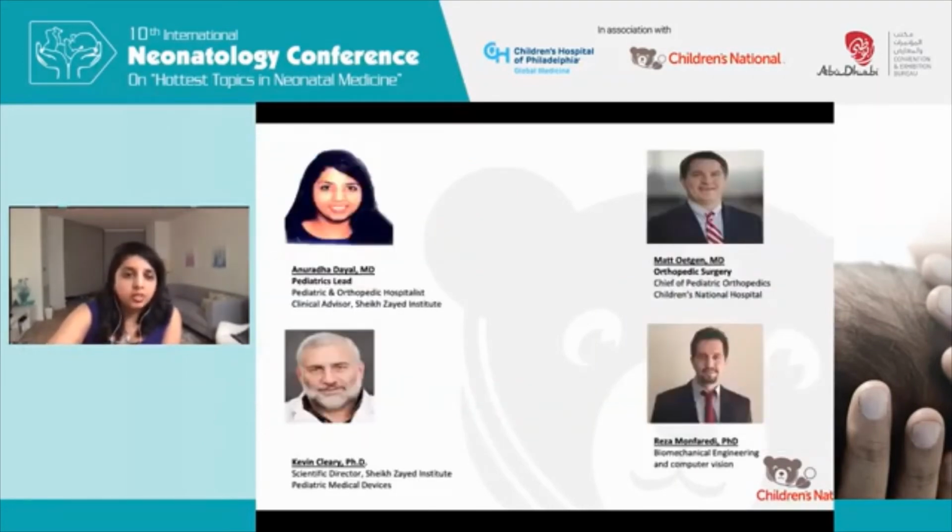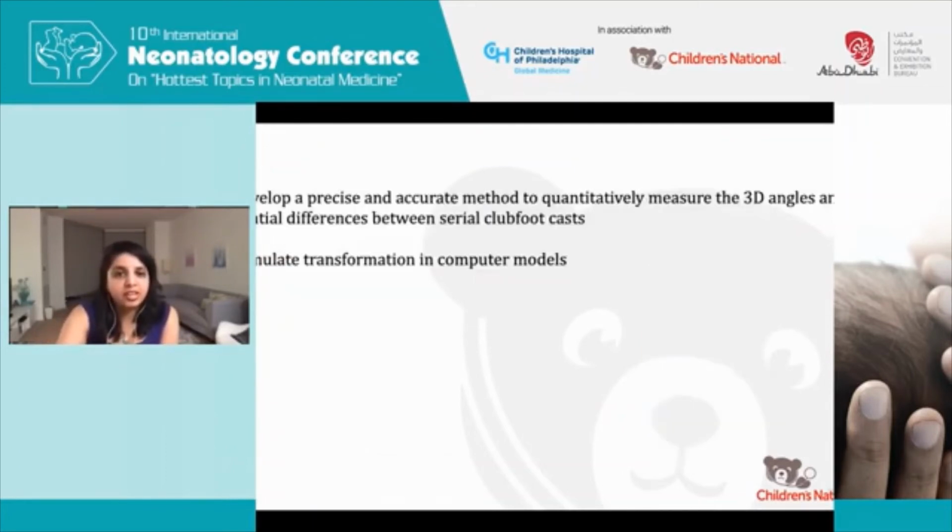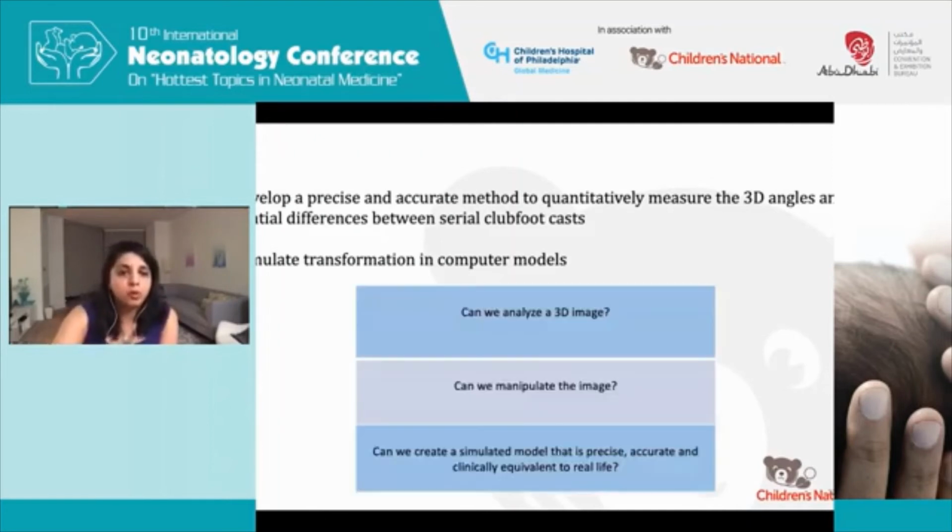So this is our team who's working on this. I'm the pediatrics lead. I'm working with the chief of orthopedic surgery at Children's, Dr. Achin, Dr. Cleary, who's a scientific director at Children's, and Dr. Monferretti, who's our biomechanical engineer and computer vision expert. So we're trying to develop a precise and accurate method to quantitatively measure the 3-dimensional angles and spatial differences in serial clubfoot casts, and also simulate transformations in computer models.